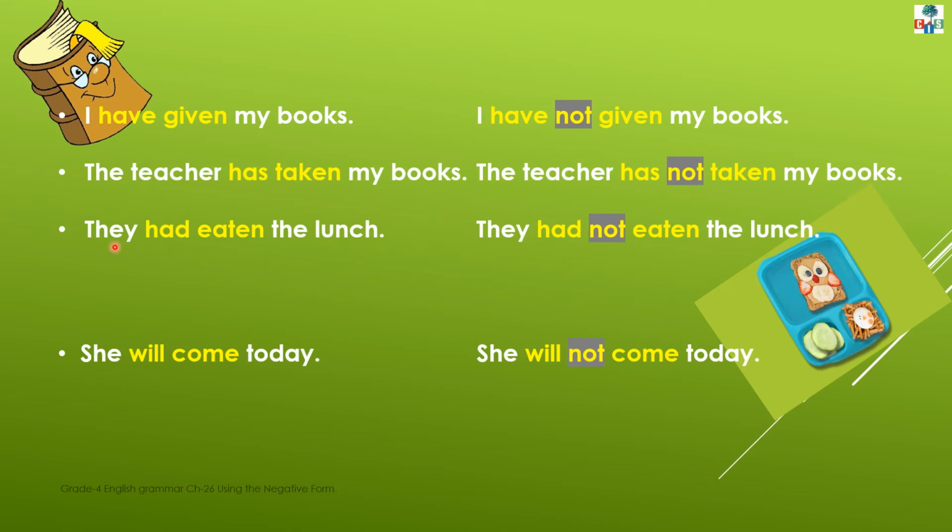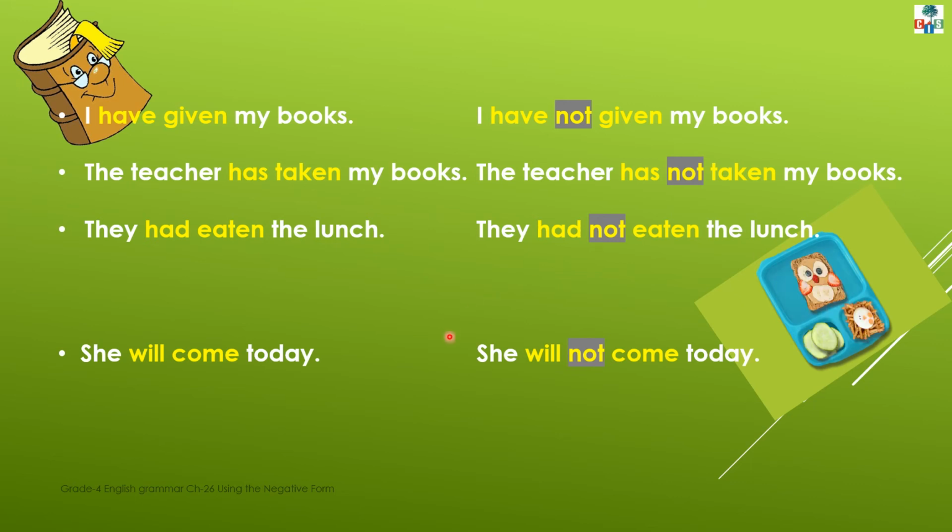See this example. They had eaten the lunch. The helping verb is had, and with had also we will use the past participle form of the verb, or V3 form of the verb. Here we have used eaten, which is the past participle form of the verb eat. Eat, ate, eaten. And when we change it into a negative, we will use not after the helping verb. They had not eaten the lunch.